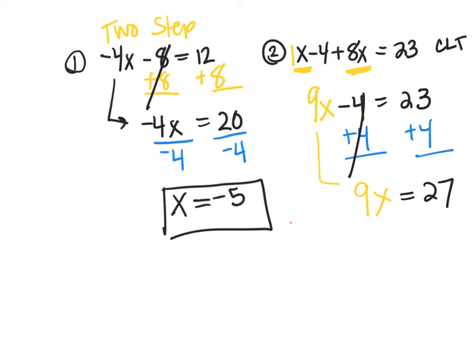And then I'm going to look at my next step here. This is 9 times x. So I'm going to divide both sides by 9. And then I will be able to get my answer, which is x equals 3.